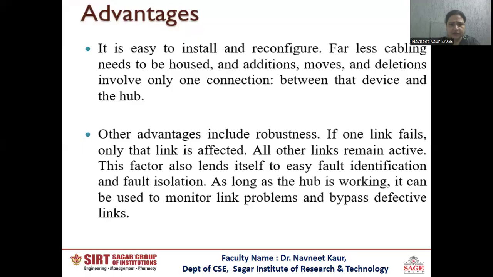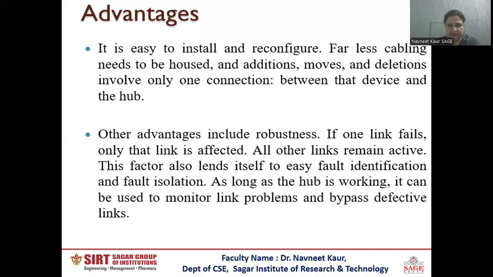The advantage of this topology is that it is very easy to install and reconfigure, because here every station need not be connected to every other station, so less cabling needs to be housed, and addition, movement and deletion of a link involves only one connection between that device and the hub.